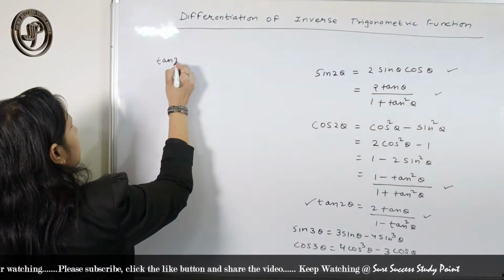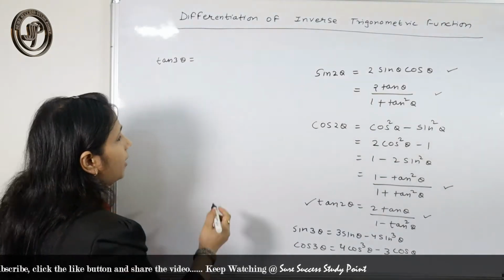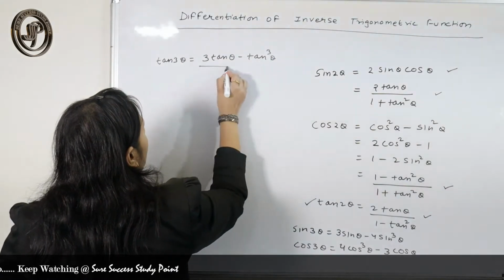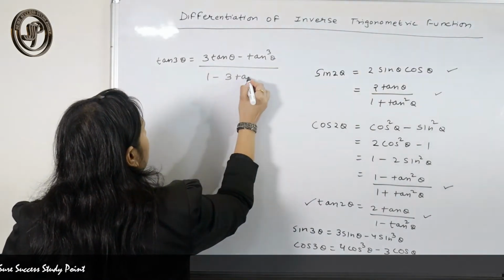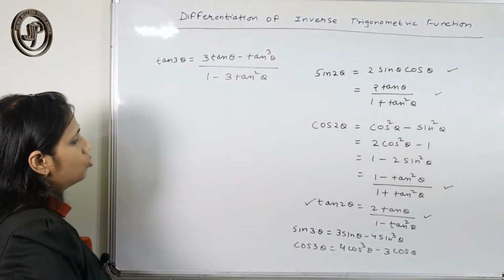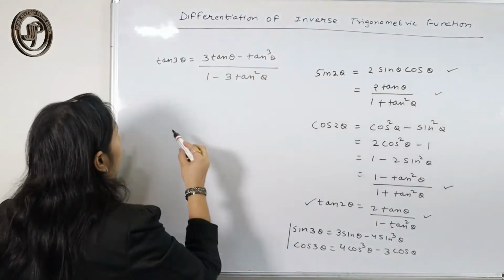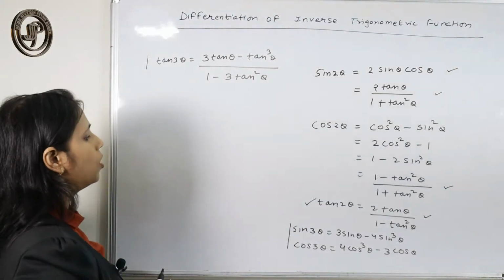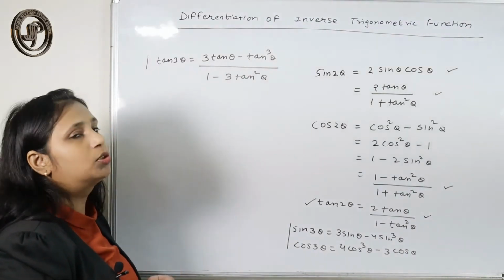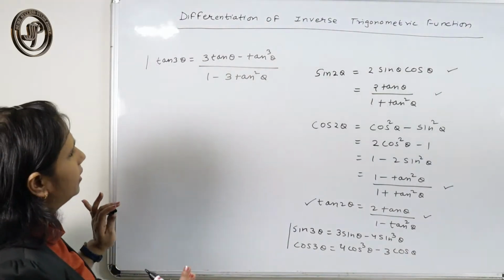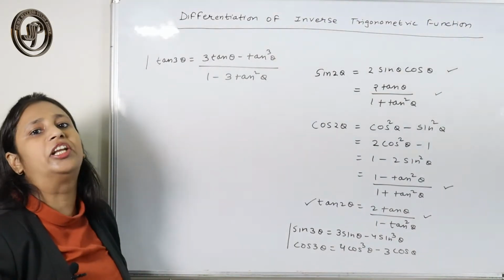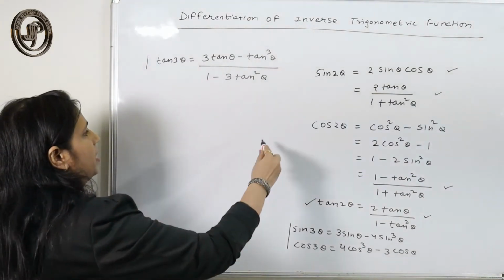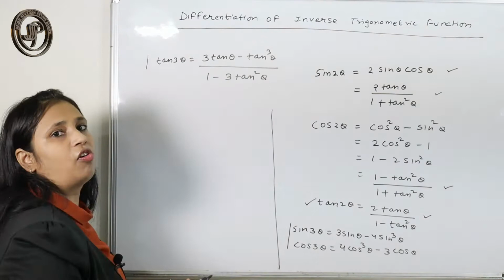Next is tan 3 theta. Tan 3 theta is (3 tan theta minus tan cube theta) upon (1 minus 3 tan square theta). So these three triple angle formulas are also very important. This is the time when you can memorize those formulas. That is the formula needed here, and you have already studied it in class 11th, but it's time to revise those formulas.